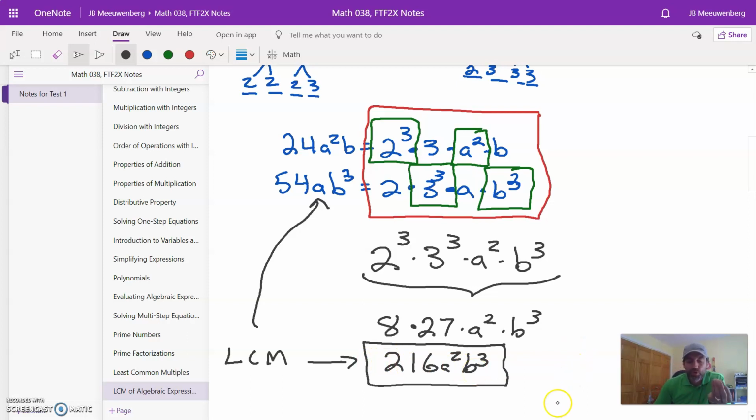So, what do you take with you? You don't have to do anything with the variables. You just take the highest exponent on each one. It's actually the numbers that cause you to work in these.